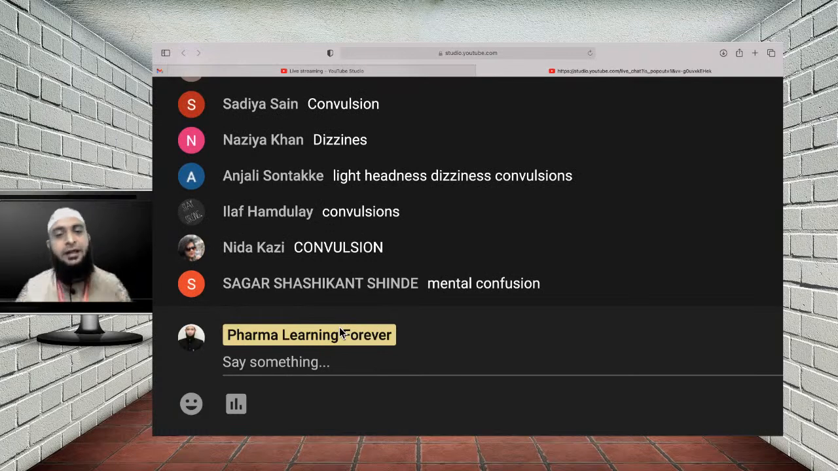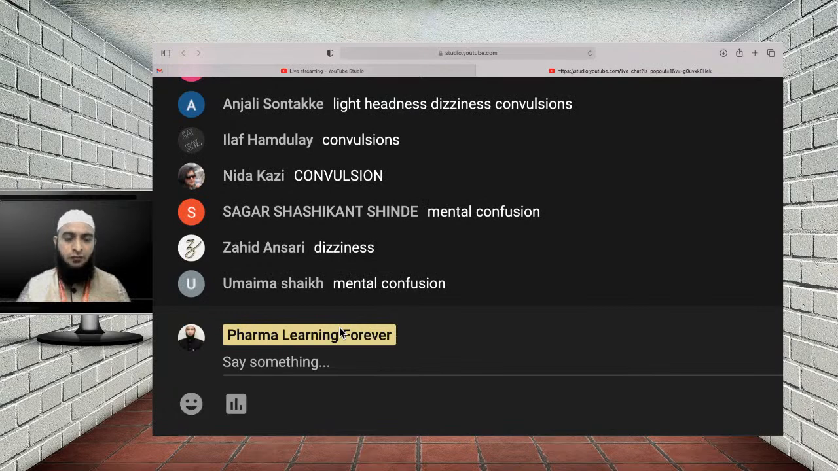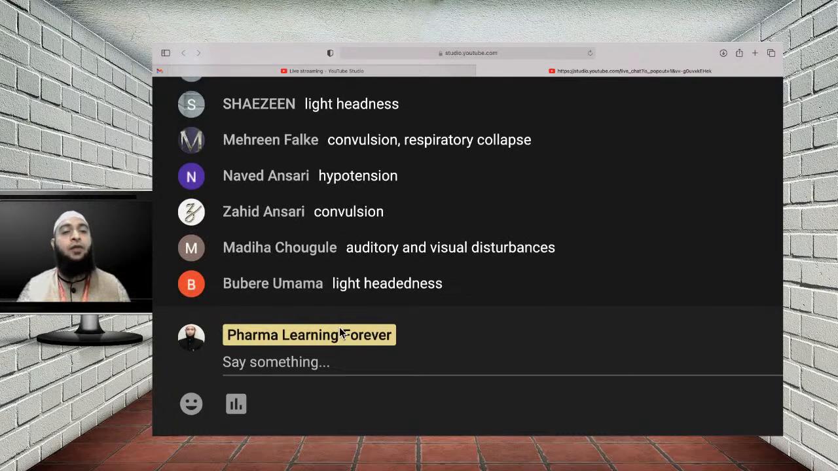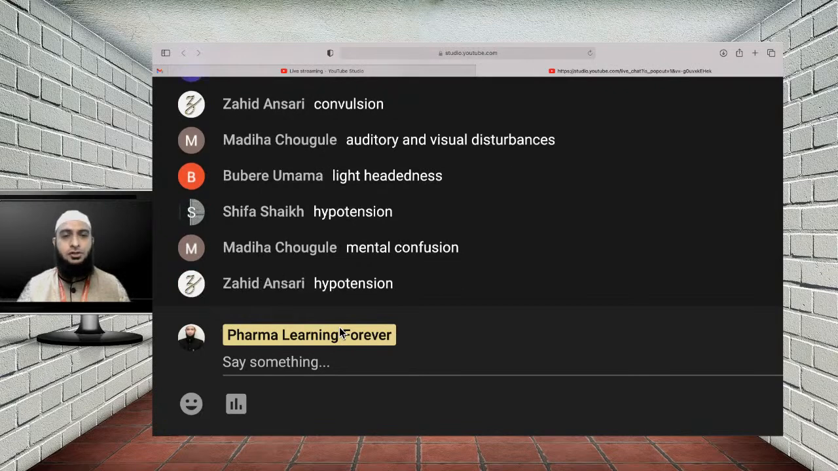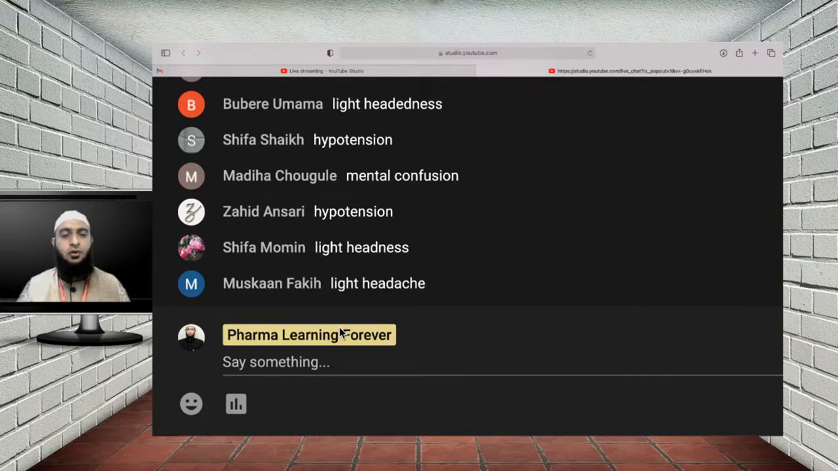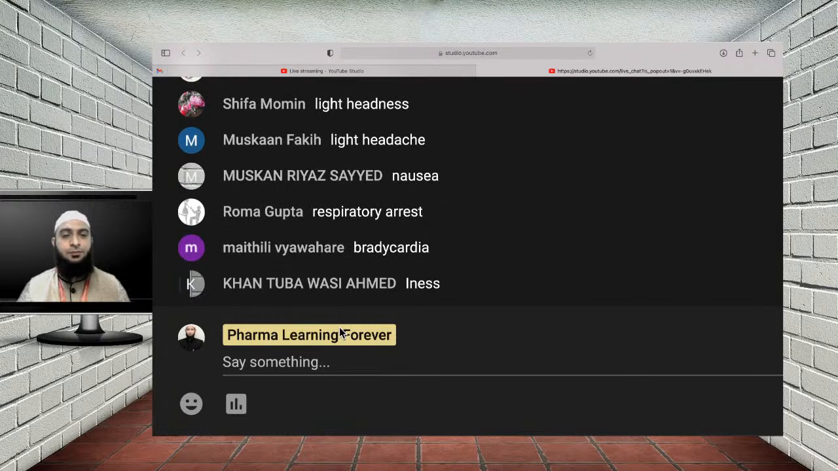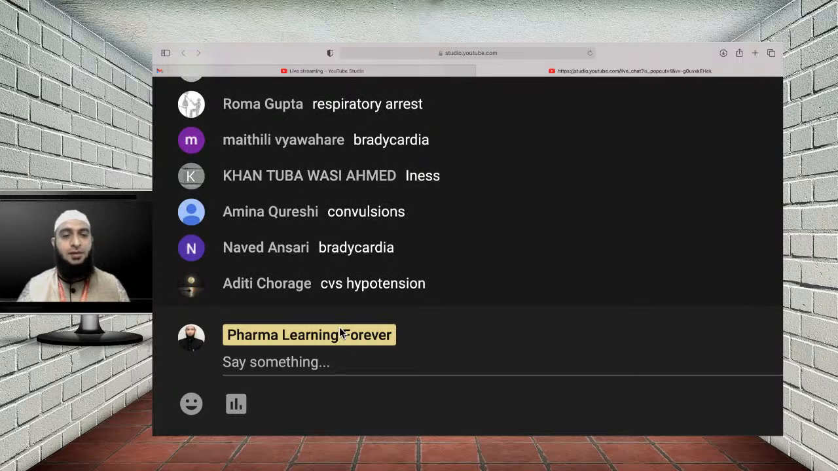In addition to the CNS, it also produces adverse effects related to the cardiovascular system. Does anyone know what the effects on the cardiovascular system are? Very good. Naved has mentioned that it produces hypotension, which is one of the adverse reactions on the cardiovascular system. Very nice. Zahid has mentioned convulsion. What else apart from hypotension, especially with reference to the cardiovascular system? Bradycardia. Yes, Mithili mentioned bradycardia. So it produces bradycardia.